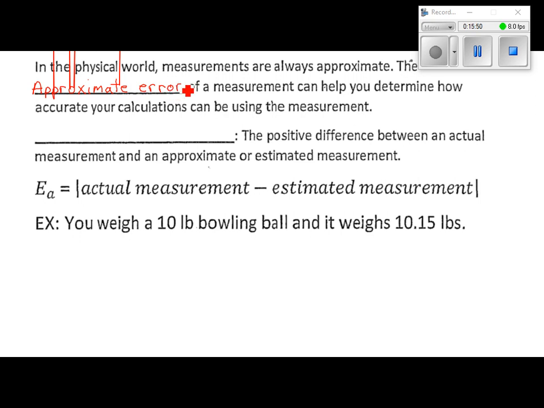Approximate error. Approximate error of a measurement can help you determine how accurate the calculations can be using the measurement. So how much error is there in the measurement? That's the approximate error. To find approximate error, it's going to be this formula down here. We're going to talk about it here in just a second.